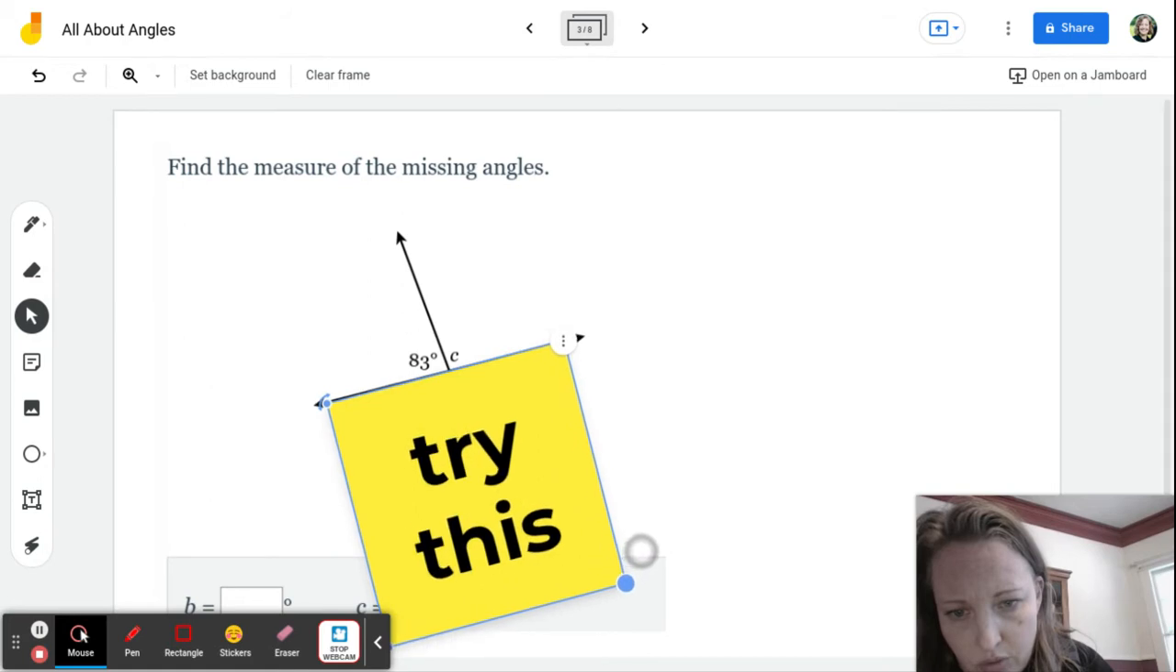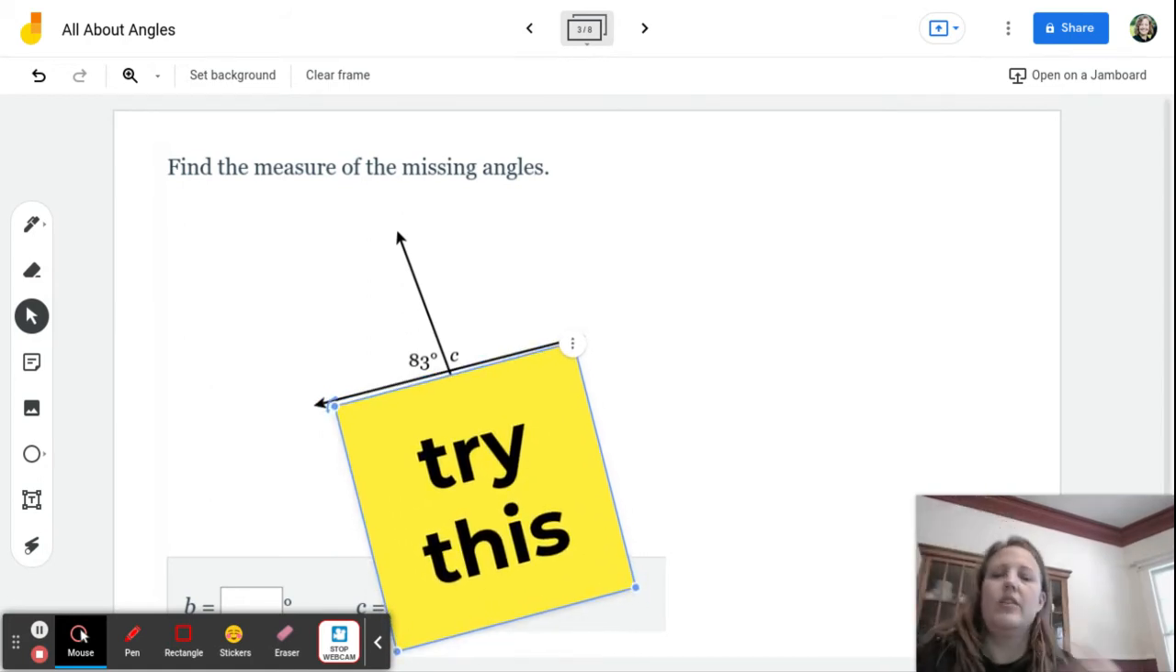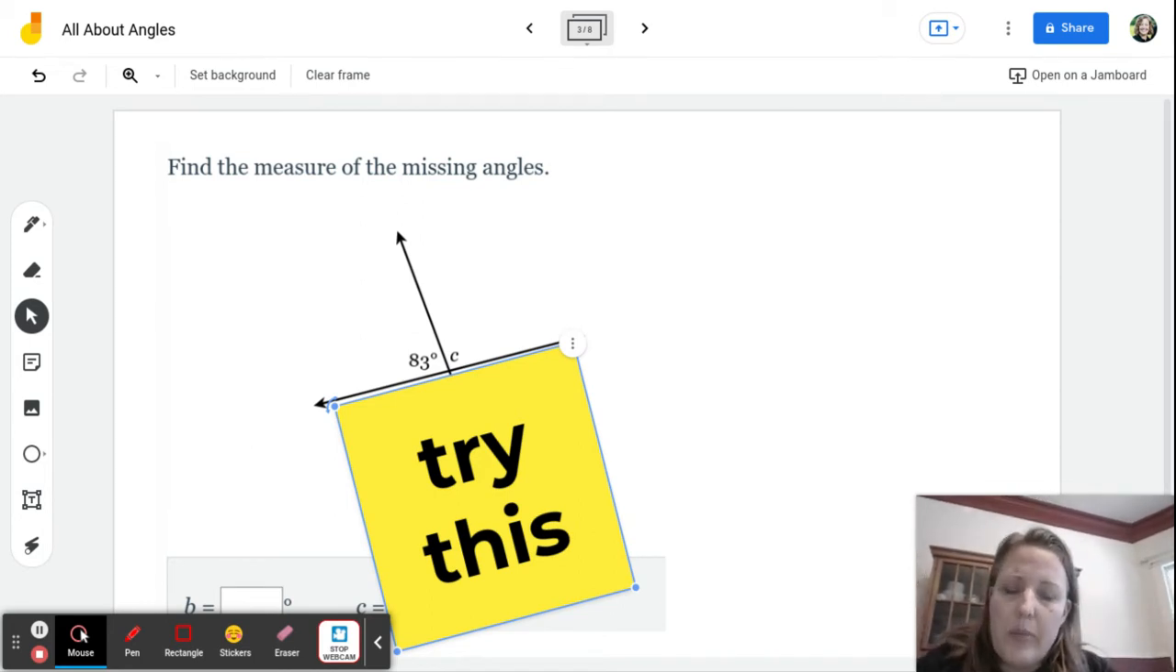Let's go. Okay, so this is kind of what I did in class. So I showed you how you can use a Post-it note to cover up parts of the image so that you can figure out what it's asking.